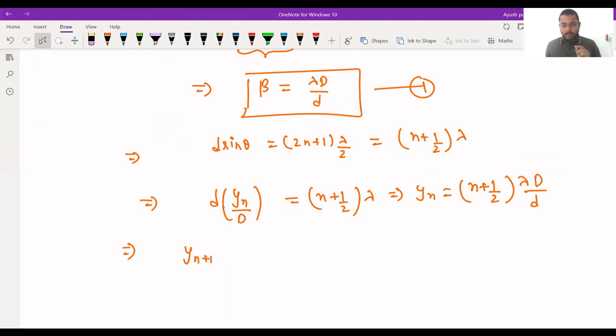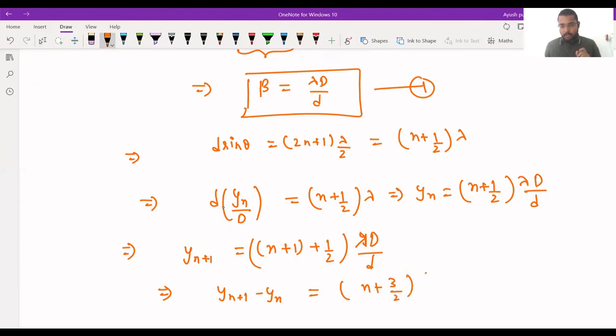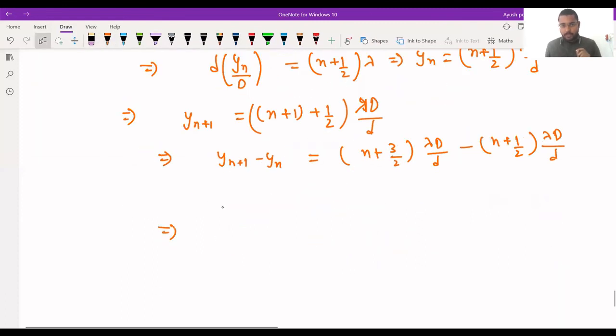I want the distance of the n plus 1 dark fringe from the central maxima. So now I will put n plus 1 in place of n, and we get (n plus 1 plus half) lambda D upon small d. Now I want the distance between these two consecutive dark fringes. So I will get y(n+1) minus yn, so I will get (n plus 3 by 2) lambda D by d minus (n plus half) lambda D by d. If you subtract these, this again can be written as beta, because this is also the fringe width.